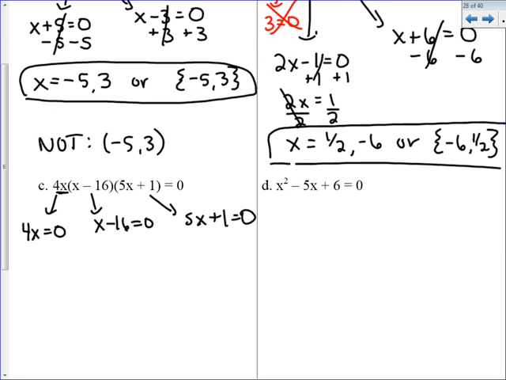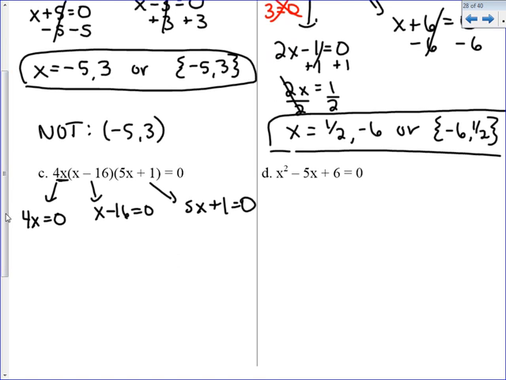So you have to have factors. That's one of the really big key things here. You have to have factors. And then we take each factor that has a variable, set it equal to 0, and solve it. So 4x equals 0. What's going to be my solution from that equation? X equals 0. You're going to divide both sides by 4. You get x equals 0.